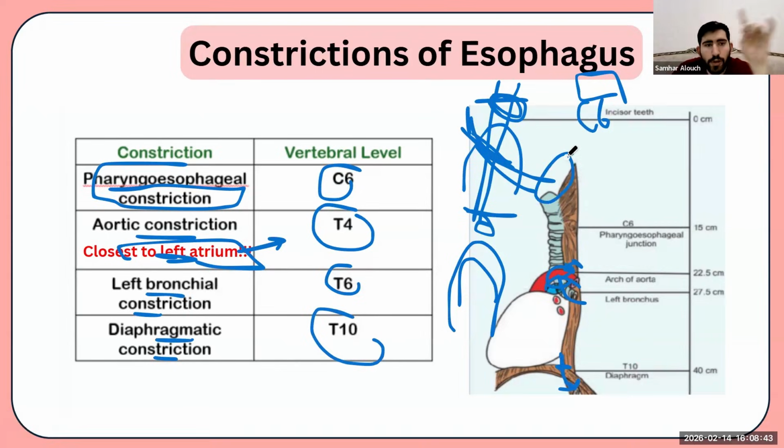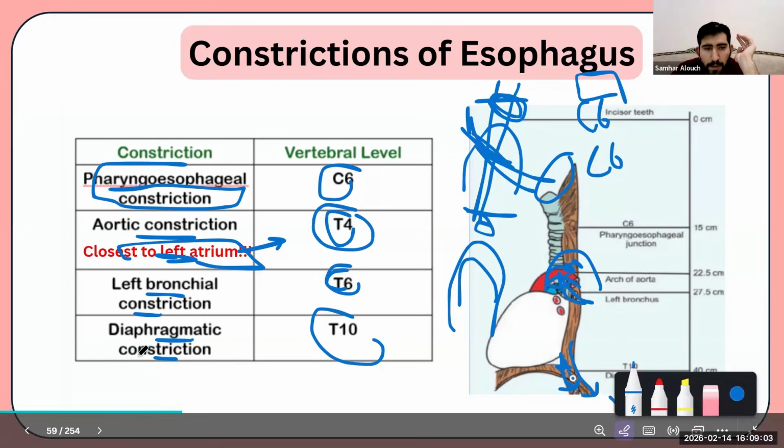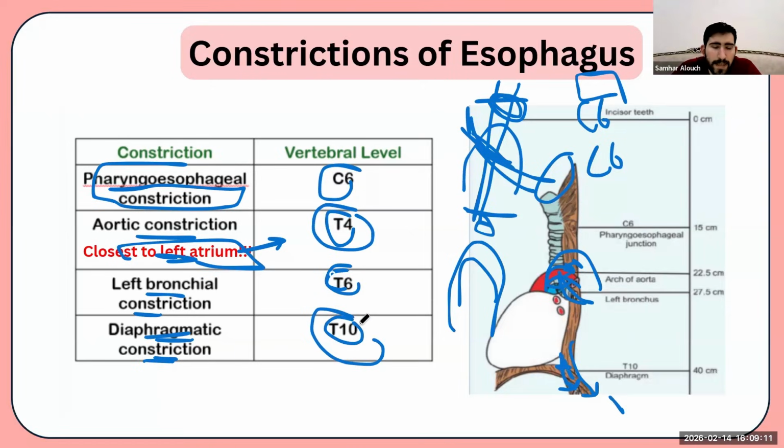First, at the pharynx level, the pharyngo-esophageal constriction. That's where it originates, C6. Then, where the aorta does the arch, or the left atrium pushing the esophagus, that's the aortic constriction, T4. Then the left bronchus will push the esophagus. That's T6. And finally, before it ends at T11, it will pass the diaphragm, and that's the diaphragmatic constriction, which is at T10.